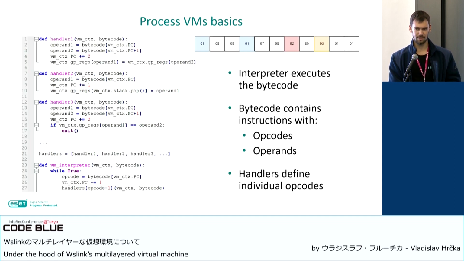So now let's take a look at VMs. We know that there are two types of VMs, system and process. System VMs are, for example, VMware or VirtualBox that virtualize the entire operating system. Meanwhile, process VMs are, for example, the Java virtual machine that allows us to execute applications on different operating systems.